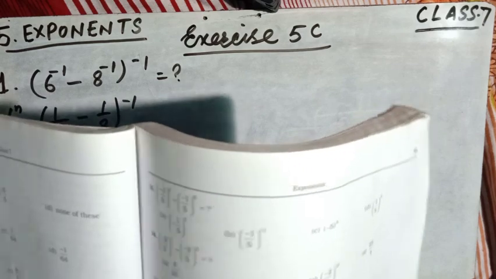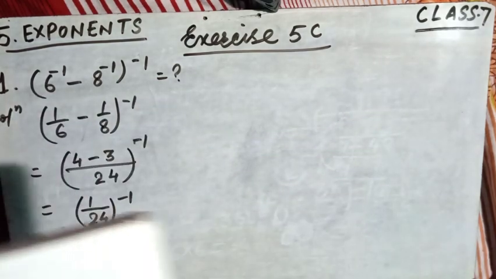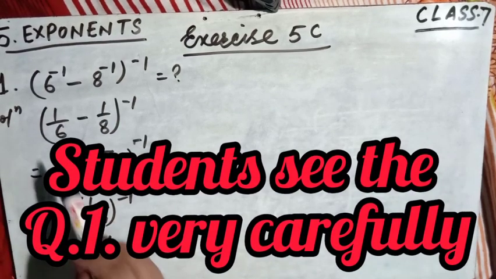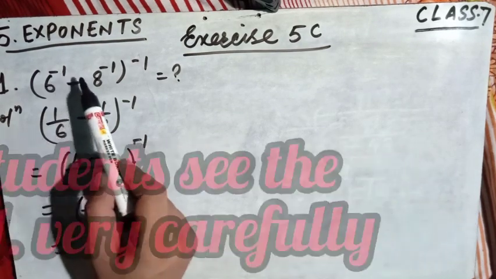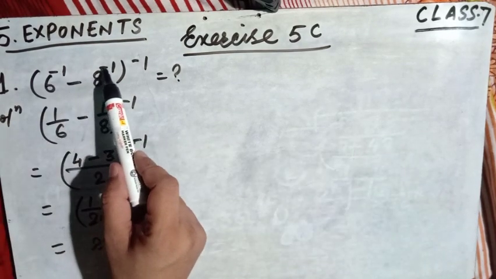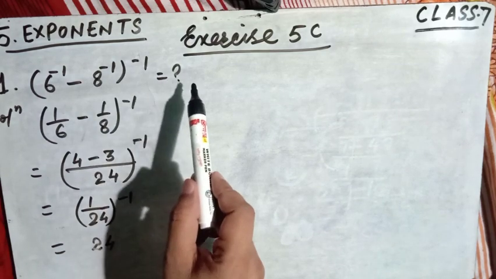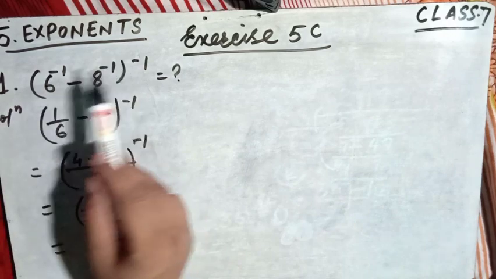Now see the first question. Here I have already solved it. The first question is 6 raised to power minus 1 minus 8 raised to the power minus 1, the whole raised to power minus 1, is equal to what? Option A, B, C or D is correct. Now first, have a look.